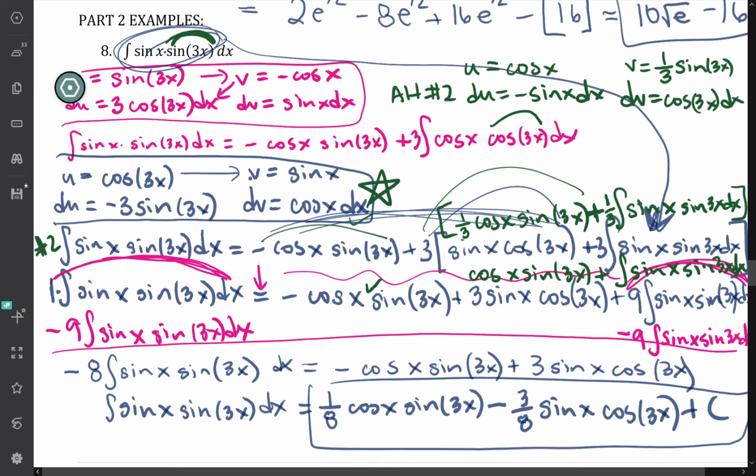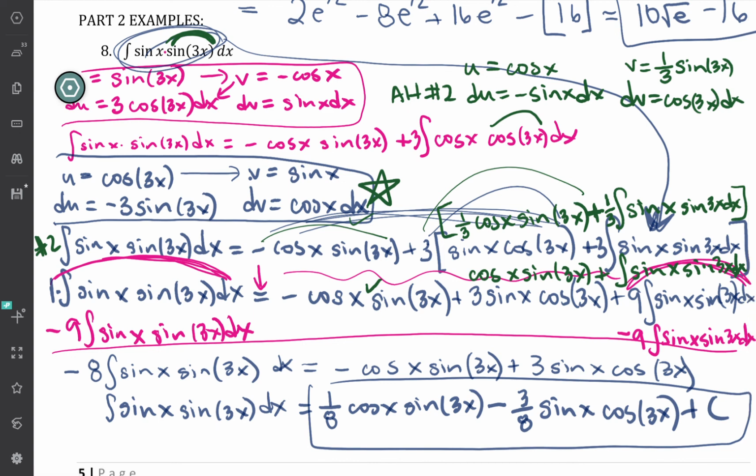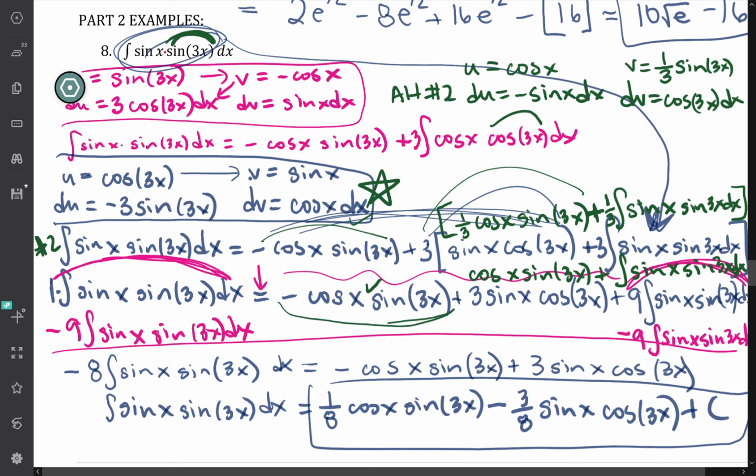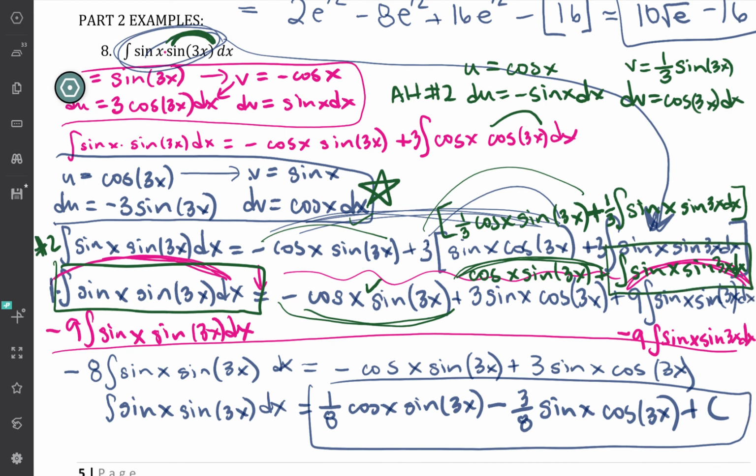Okay, so now if we pay attention, when we go to add this up, the negative cosine x sine 3x and the positive cosine x sine 3x are just going to drop out completely. And what we will be left with is that the integral of sine x sine 3x is equal to the integral of sine x sine 3x, which is absolutely true, but very unhelpful.